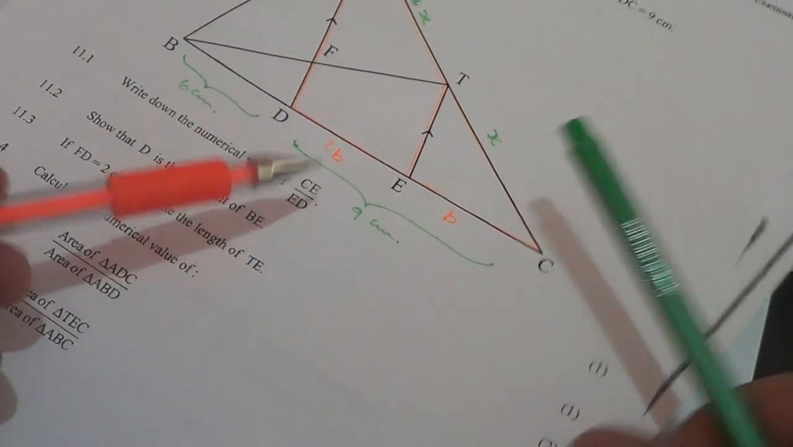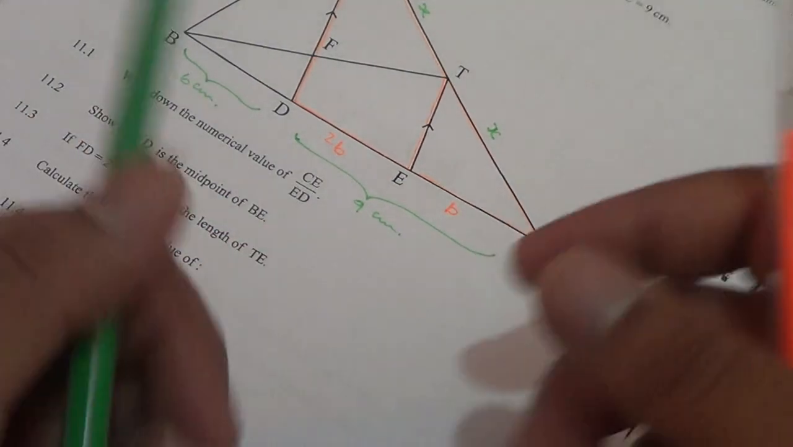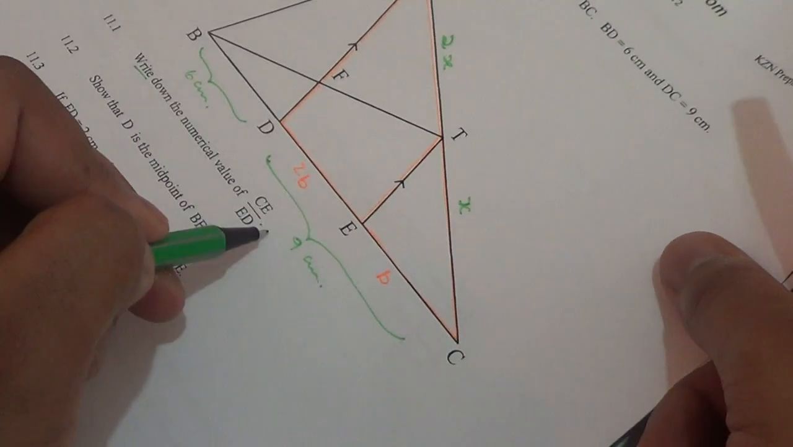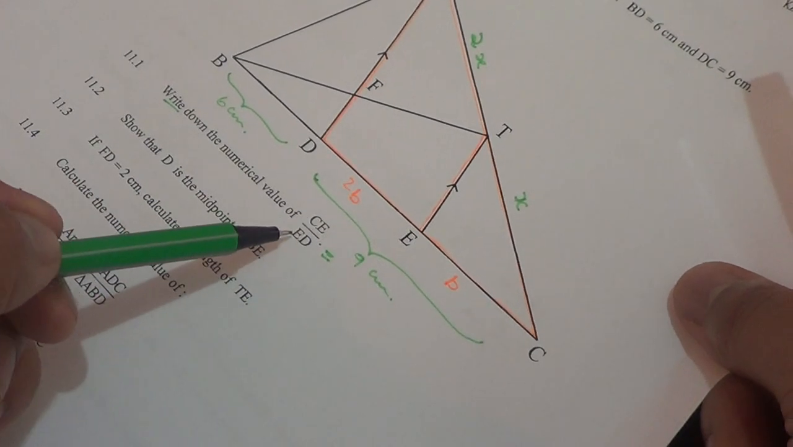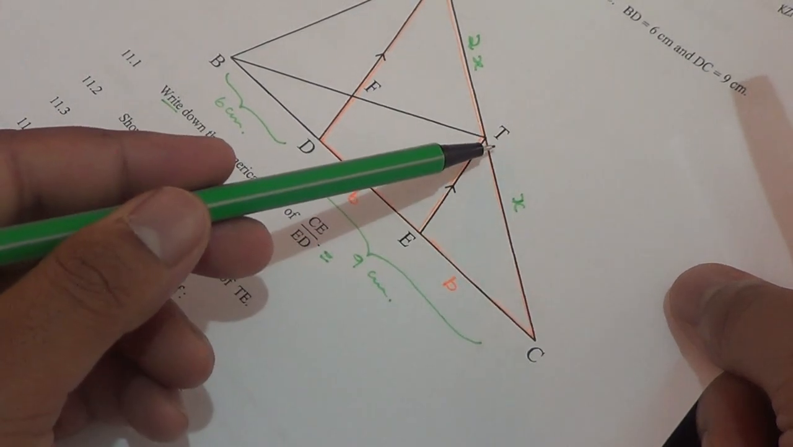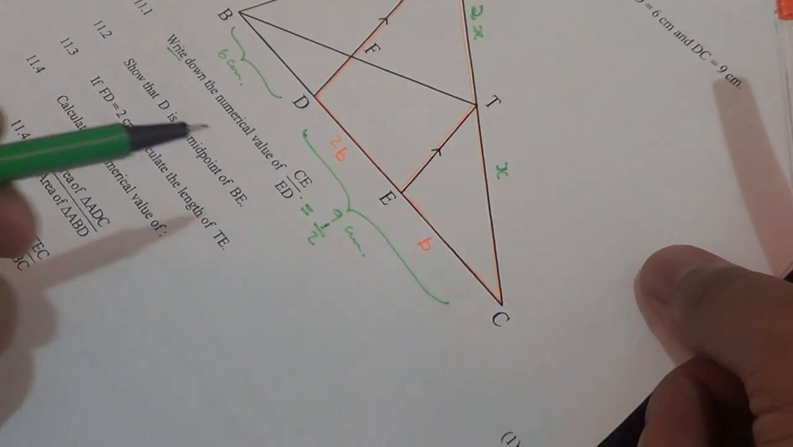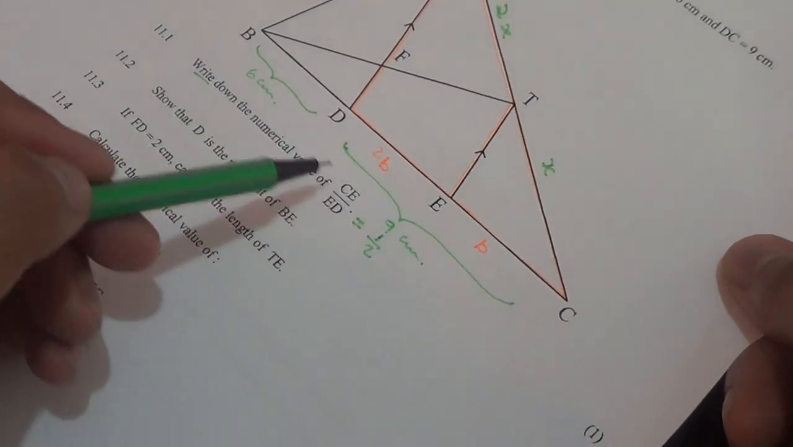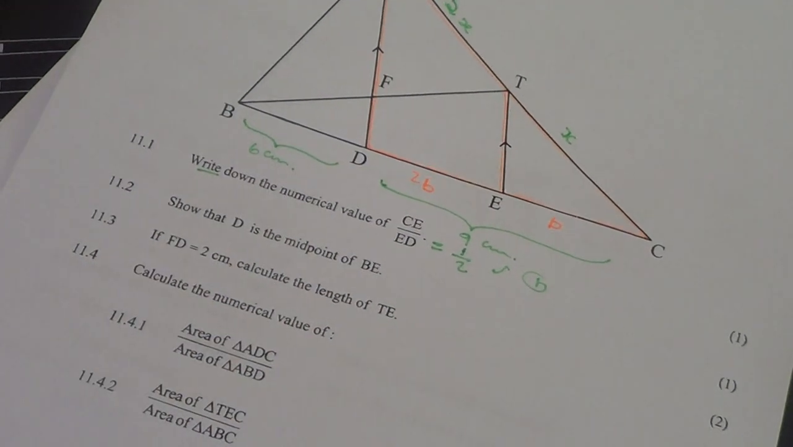Okay, so when they say write down, it means write down. They don't want a reason. Remember, they didn't say provide a reason. They just said write down. So we know that CE over ED is going to be the same as CT over TA. That is going to be 1 over 2. They said write down the numerical value. They didn't say give us an answer. So you get your one mark and you go. But this comes from the proportionality theorem.